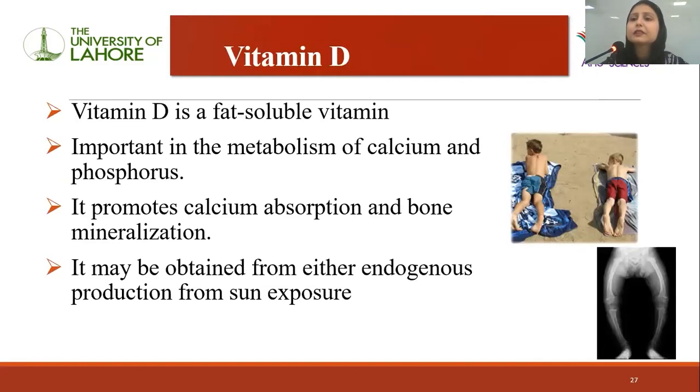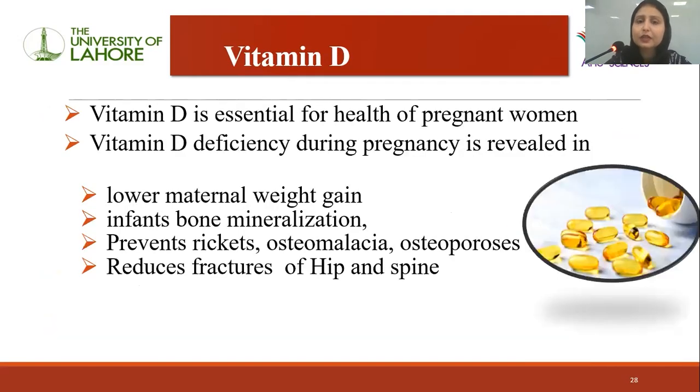So vitamin D is also a very important micronutrient. It is a fat soluble vitamin, because the role of vitamin D is to help in the metabolism of calcium and phosphorus. Those women who have a deficiency of vitamin D are at risk of bone diseases. We can get vitamin D from endogenous sources as well as exogenous sources. The endogenous source is sun exposure on the skin, and from exogenous sources we can get it from dietary sources like eggs. So it plays an important role in the homeostasis of calcium.